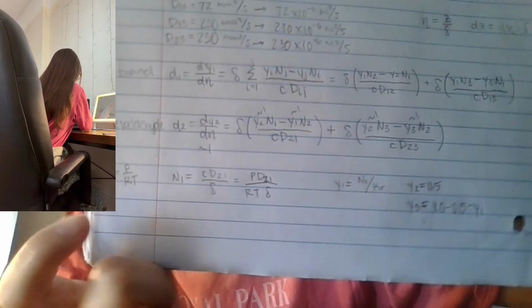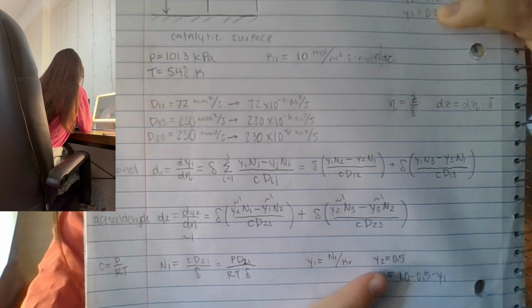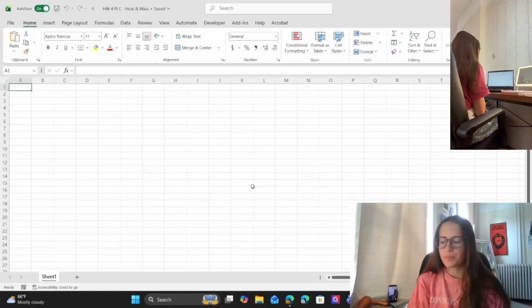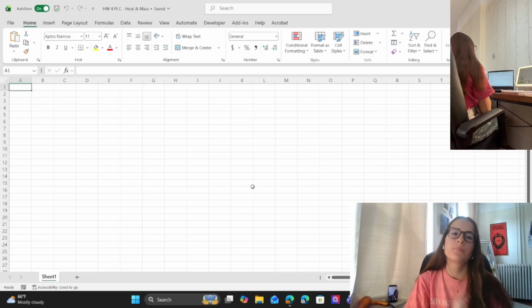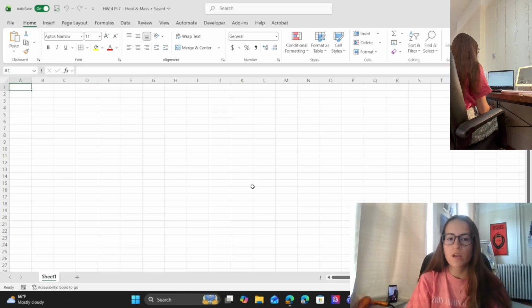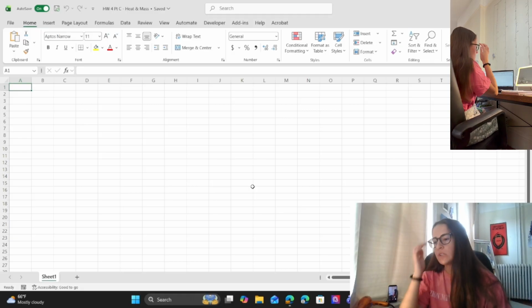And so these are a couple of starting values that we're just defining. Y2, 0.5. Y3 will be 1 minus 0.5 minus y1. Okay, so now that we found all of that good information from the Maxwell-Stefan equations, we can go to Excel, which is what you're looking at now, and begin putting in all of these values that we have.